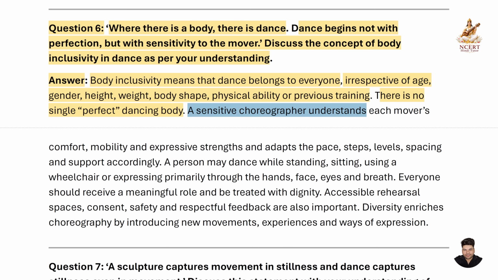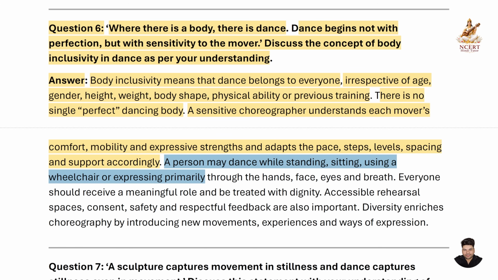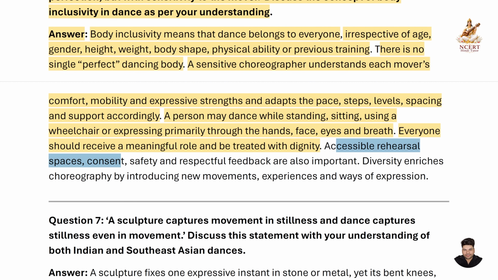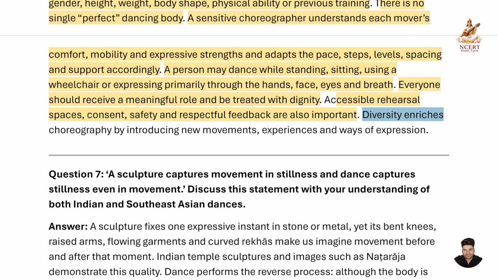A sensitive choreographer understands each mover's comfort, mobility and expressive strengths and adapts the pace, steps, levels, spacing and support accordingly. A person may dance while standing, sitting, using a wheelchair or expressing primarily through the hands, face, eyes and breath. Everyone should receive a meaningful role and be treated with dignity. Accessible rehearsal spaces, consent, safety and respectful feedback are also important. Diversity enriches choreography by introducing new movements, experiences and ways of expression.